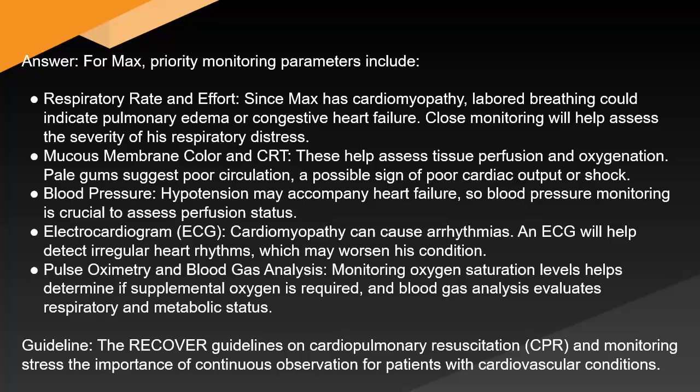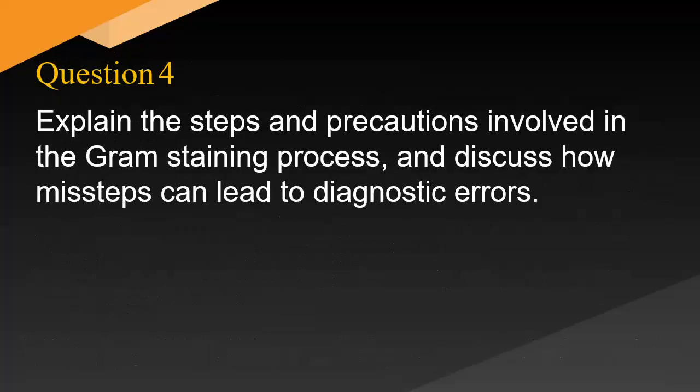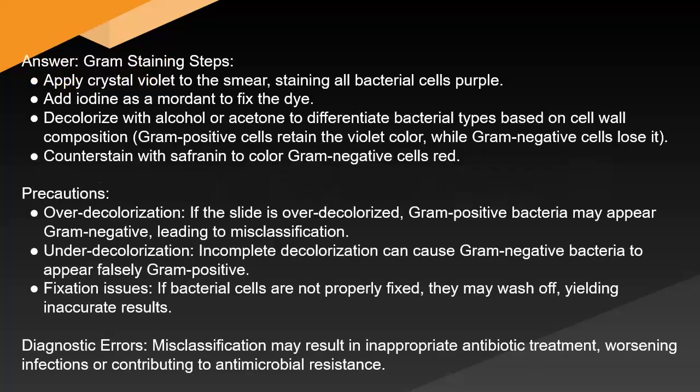cardiovascular conditions. Explain the steps and precautions involved in the Gram staining process and discuss how missteps can lead to diagnostic errors. Answer. Gram staining steps. Apply crystal violet to the smear, staining all bacterial cells purple. Add iodine or mordant to fix the dye. Decolorize with alcohol or acetone to differentiate bacterial types based on cell wall composition. Gram-positive cells retain the violet color, while gram-negative cells lose it.